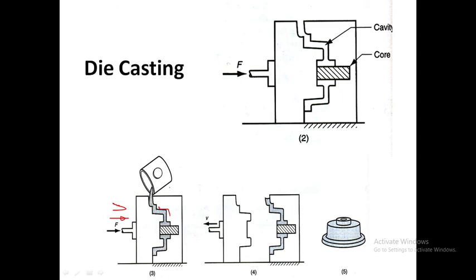Okay, so what happens in die casting? What we have seen is that in die casting, it is the process of forcing molten metal under high pressure into mold cavities which are machined into two dies, and allowed to solidify. You can see this is one of the components produced by die casting.